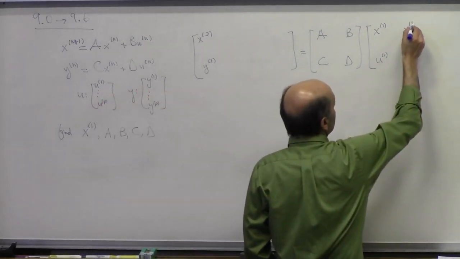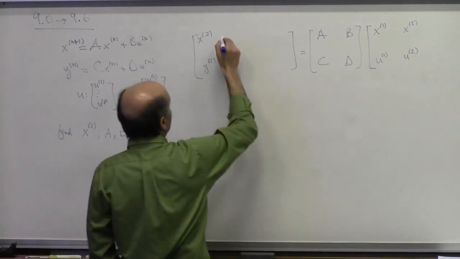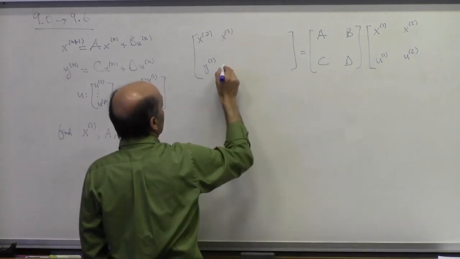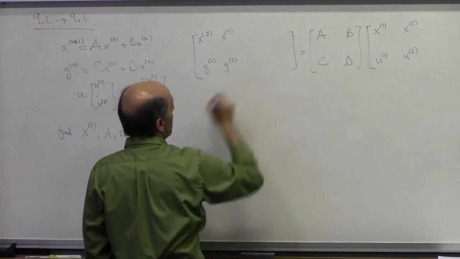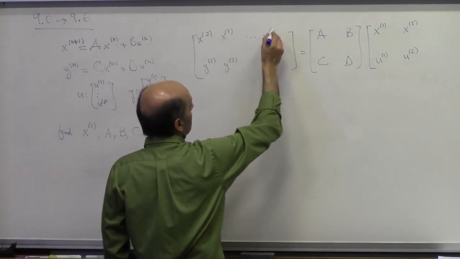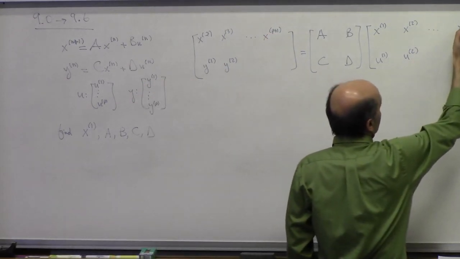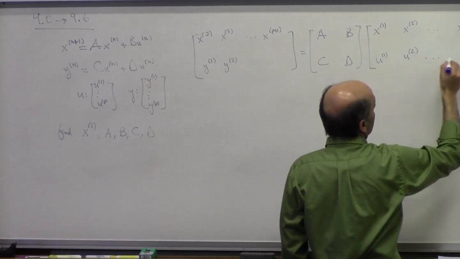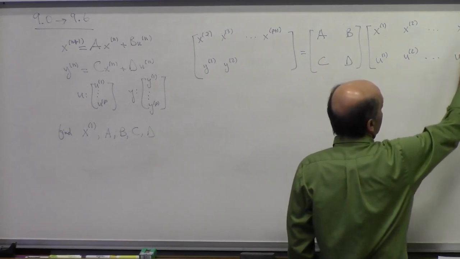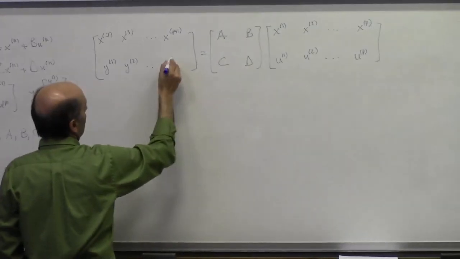Here I'm going to have X2 and U2, and that's going to give me X3 and Y2. And this is going to go on to X of P, U of P, and I'm going to get Y of P here.